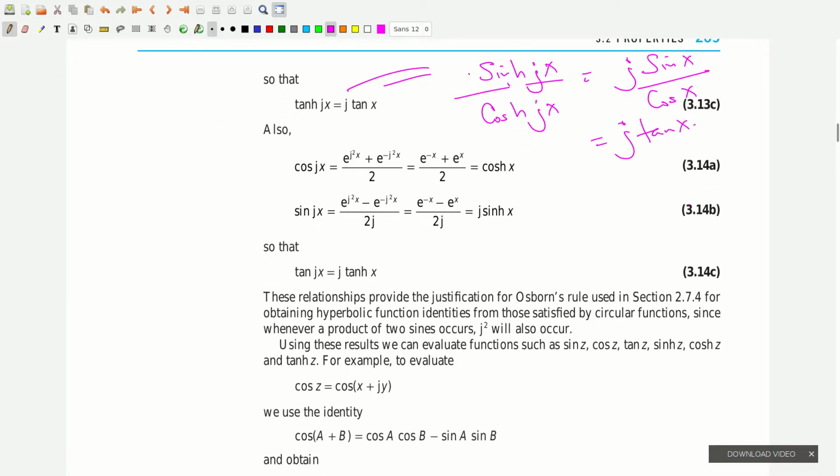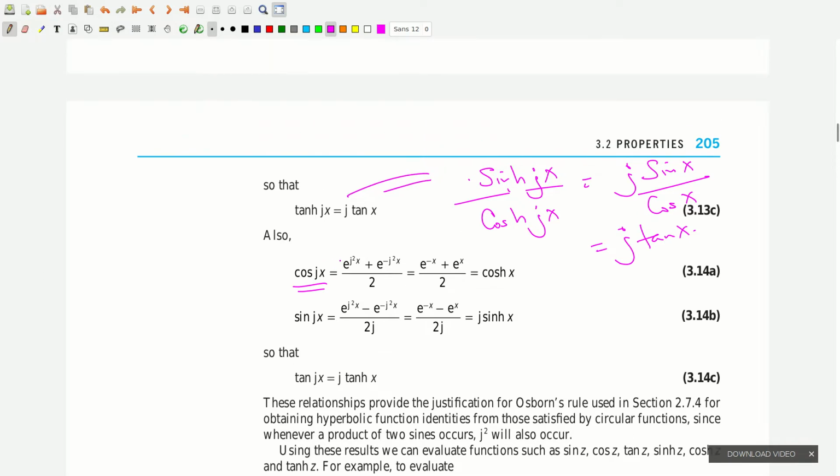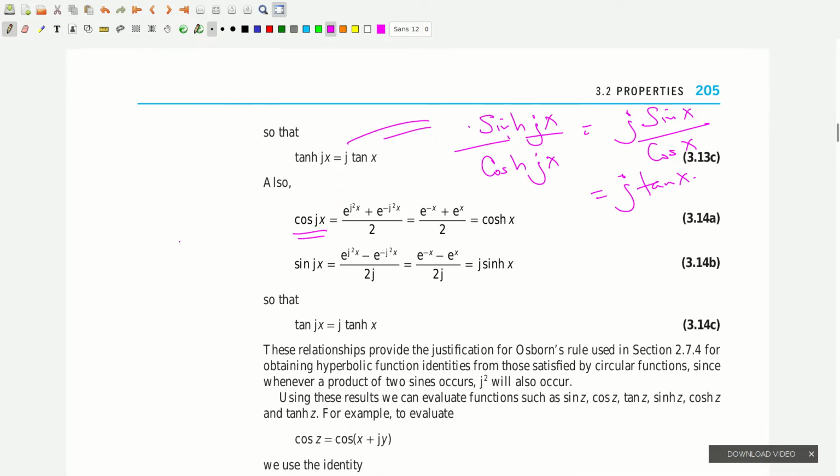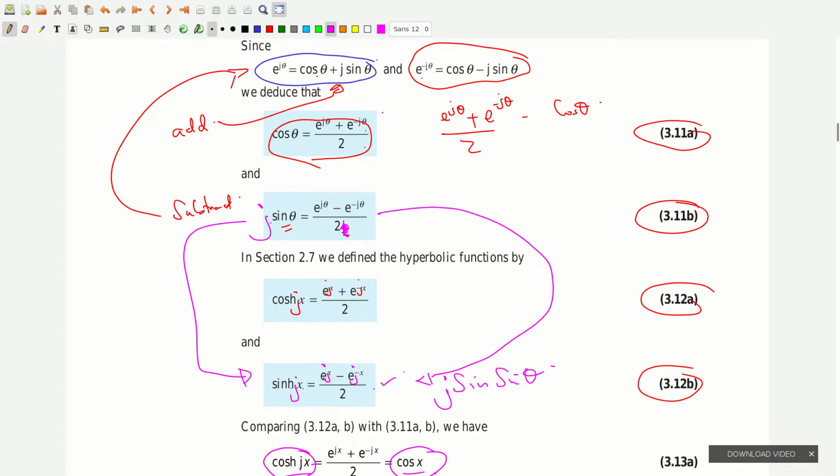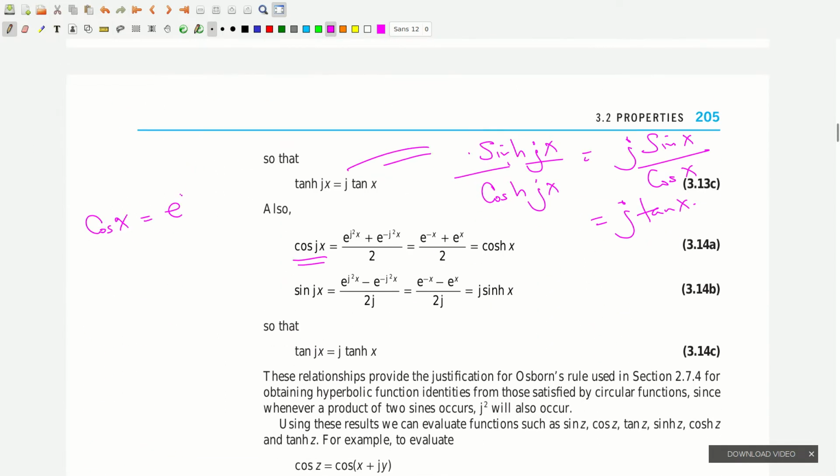Okay, also, yes, we have seen that cos jx... sorry. We have already seen that cos θ is given as e^(jθ) plus e^(-jθ) divided by 2.